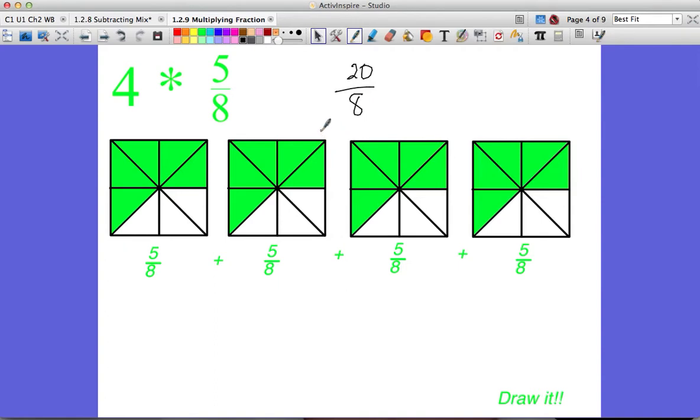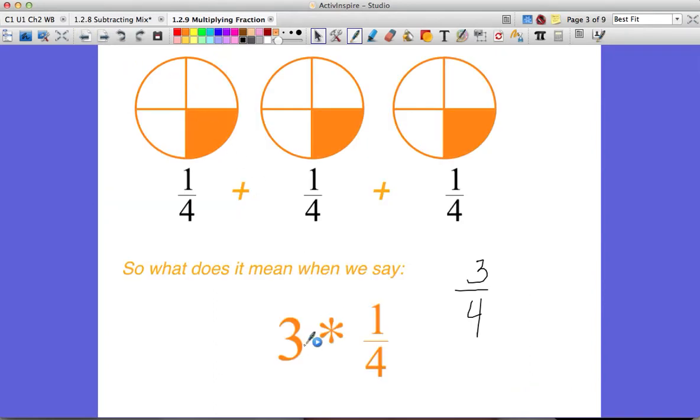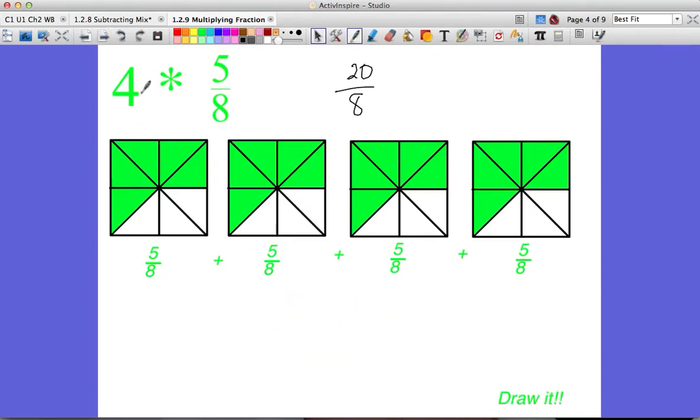If you've noticed a pattern, I think you have a pretty good idea of how to multiply fractions at this point. If you take a look at the last problem, we have 3 times 1/4, and I ended up with a 3 as my numerator and a 4 as my denominator. And over here, I did 4 times 5/8, and ended up with 20 as my numerator and 8 as my denominator.